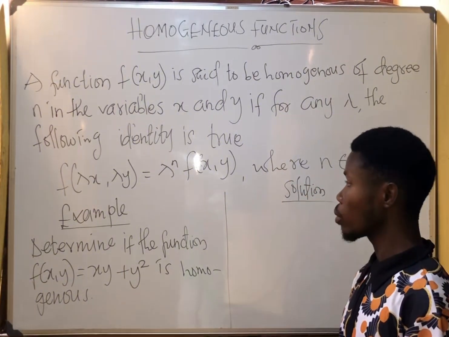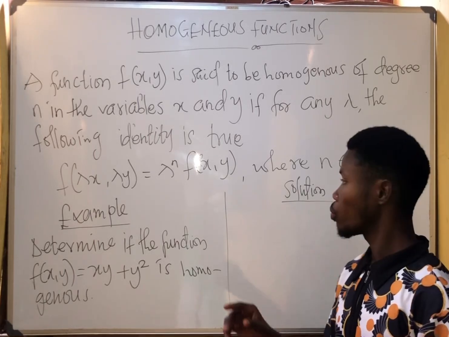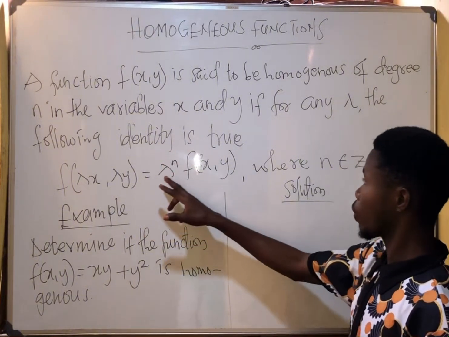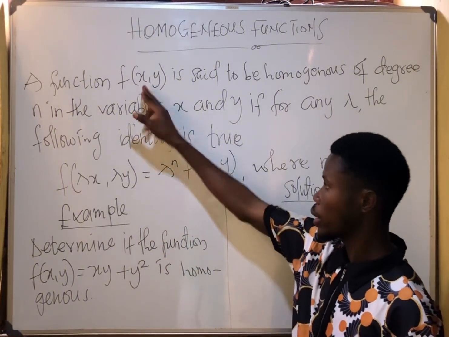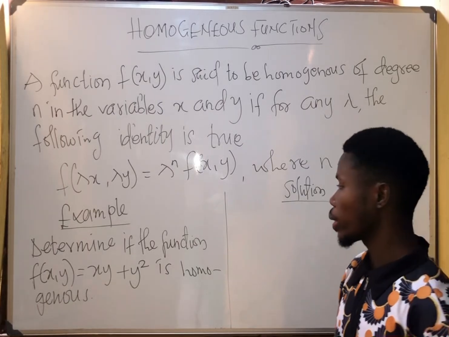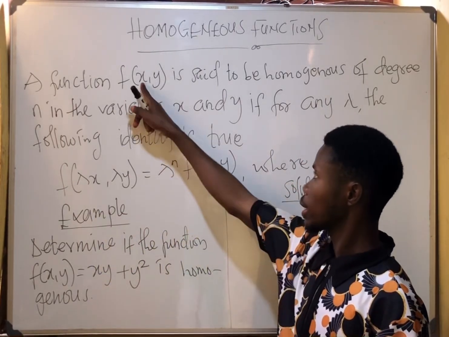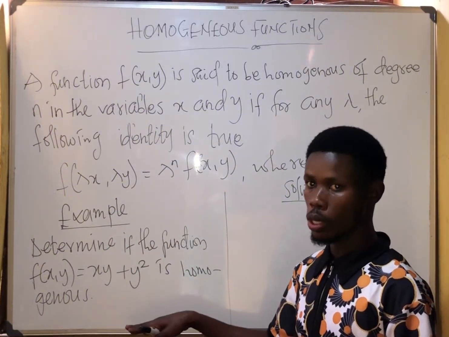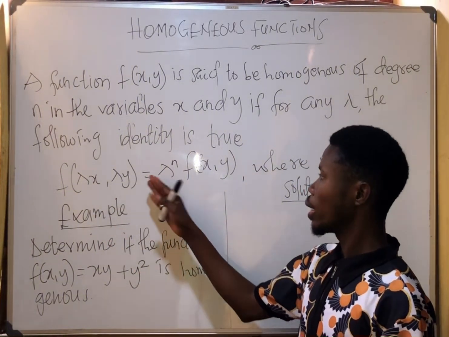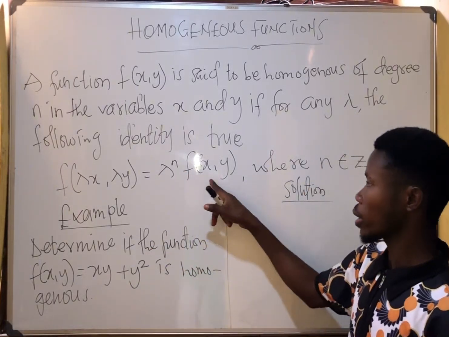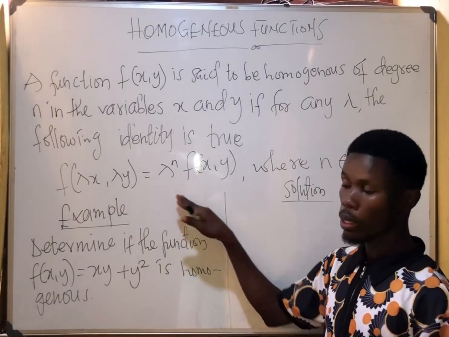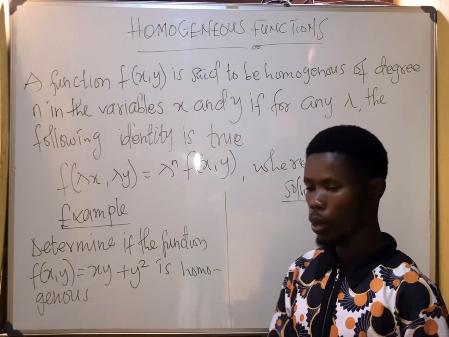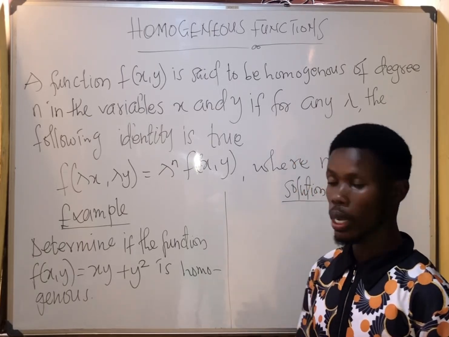So let's look at something here. Take the function f of x, y. When they give you the function, what you are going to do is replace x by lambda x and replace y by lambda y. Then you substitute that into the equation. After that, when you factorize the lambda out and you get back the function, then you can say that that particular function is a homogeneous function. I hope you understand what I'm saying. Yes, so let's look at that.